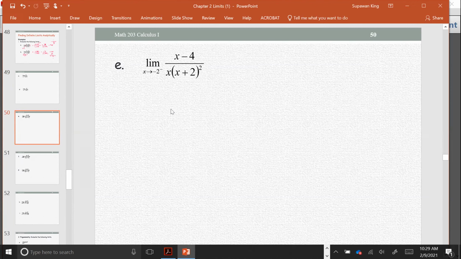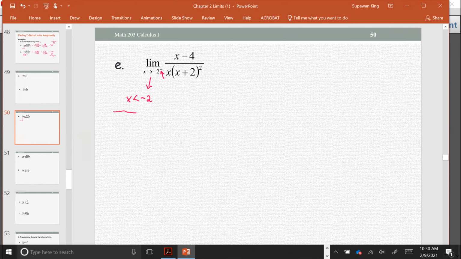This one looks a little bit more complicated than the first two examples that I just did to show you. The expression is x minus 4 divided by x times (x plus 2) quantity squared. As you see, x approaches -2 with a superscript negative sign, that means x is less than -2.